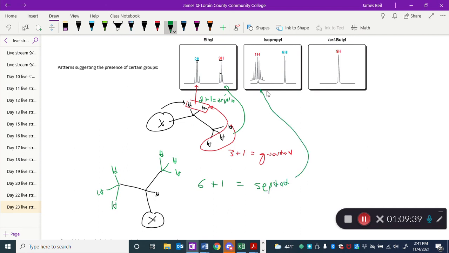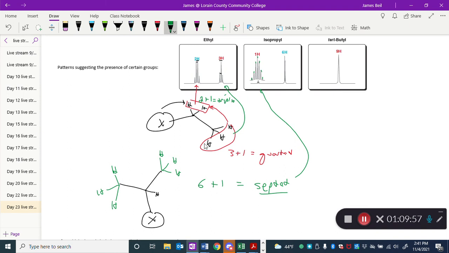And that's what I see here. I count 1, 2, 3, 4, 5, 6, 7. 7 signals in a symmetrical splitting is a septet, and that occurs often for an isopropyl group because there's one proton being split by 6 equivalent ones.